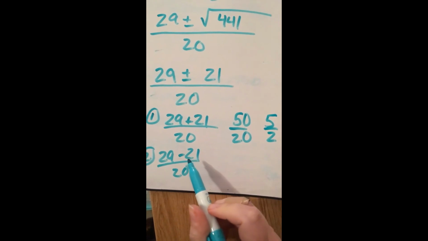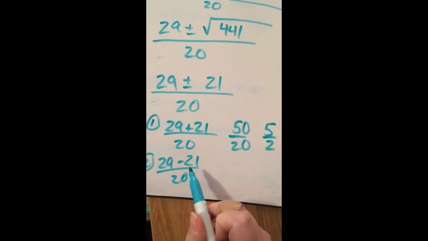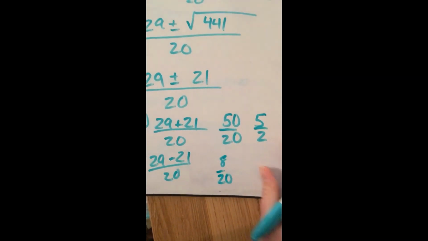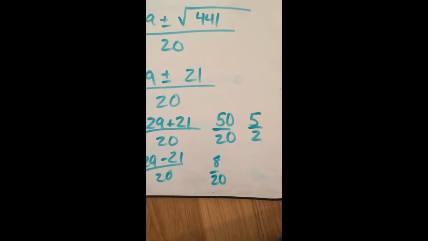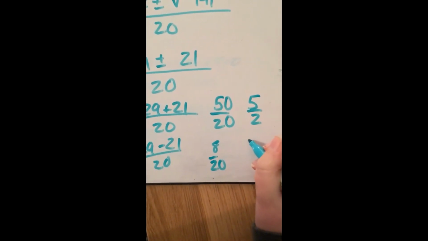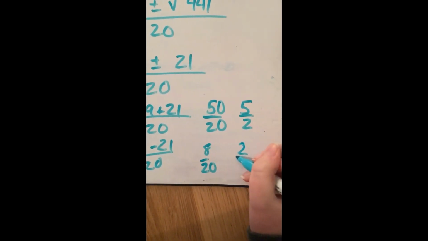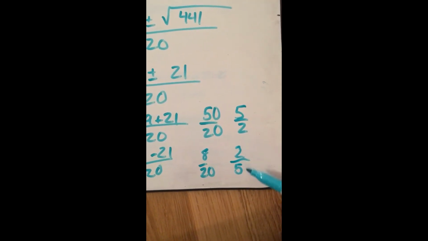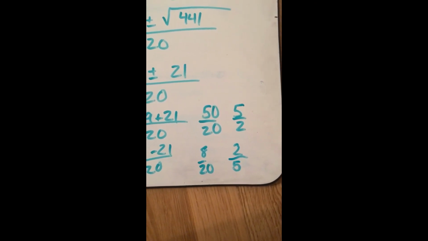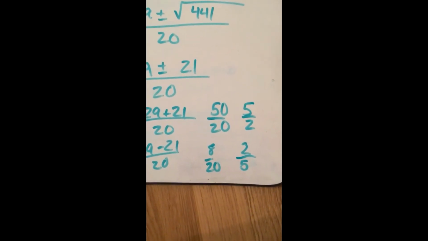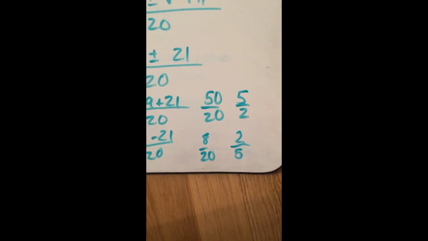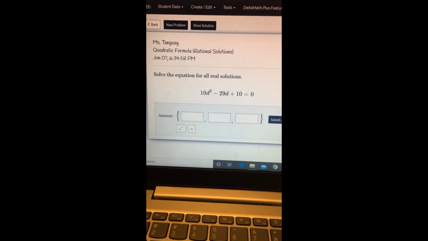And 29 minus 21 is 8 over 20. Alright, and the most simplified version of this fraction is 2 over 5. So these are your two solutions, 5 over 2 and 2 over 5. You can also put them in decimal form, but I find it easier just to keep it in fraction form for Delta Math. Okay, so this is how you put your solution into Delta Math.